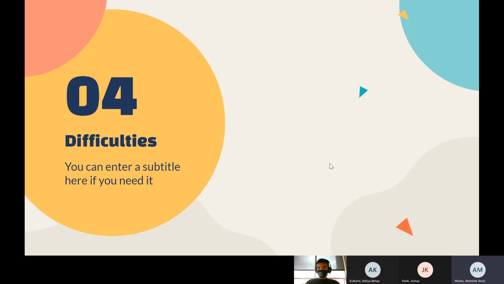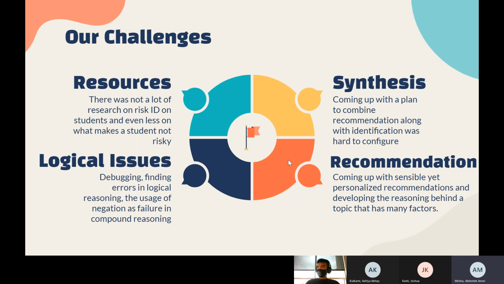And here are some of the difficulties that we faced while doing the project. One of the difficulties was in the resources. There was not a lot of research on risk identification in students in general. And even then, there were fewer resources on what makes a student risky or not risky in the first place. Additionally, in the language that we're using, SCAS, there were not a lot of online resources for additional documentation to understand the nuances of the language.